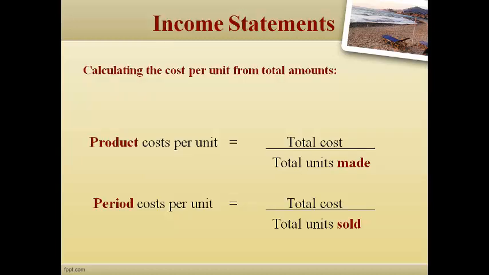Both income statements are prepared using cost per unit. If you have total amounts and are not given the cost per unit, you must first compute the cost per unit. The cost per unit is always multiplied by the units of sales. For product cost, always divide by total units made. For period cost, always divide by total units sold.